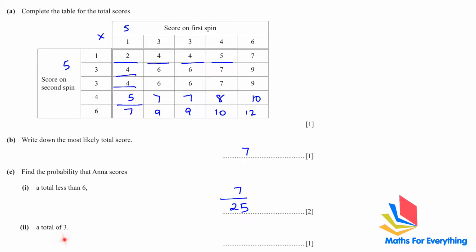Score a total of 3. As you can see here, there is no 3. So the probability of getting a 3 is 0.